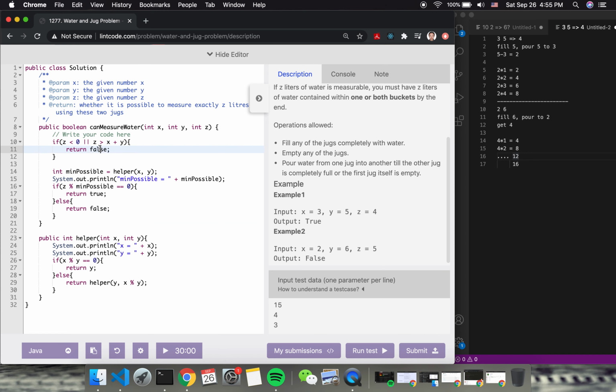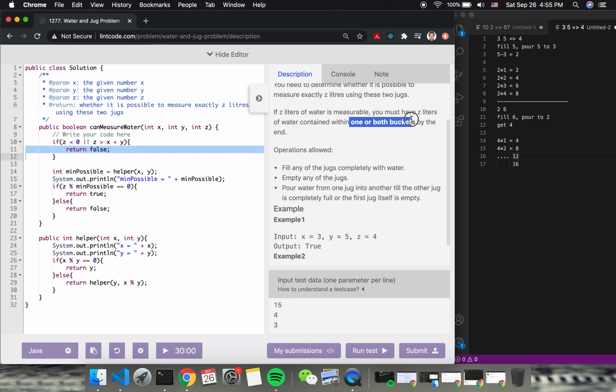Now let's look at the code. First we consider the edge cases. If Z is below 0 or Z is bigger than the sum of X and Y, then we return false. This means even if we fill both buckets, we still cannot get this Z. For example, if Z is 100, then we definitely return false. This is due to the restriction that the water must be in one or both buckets at the end.